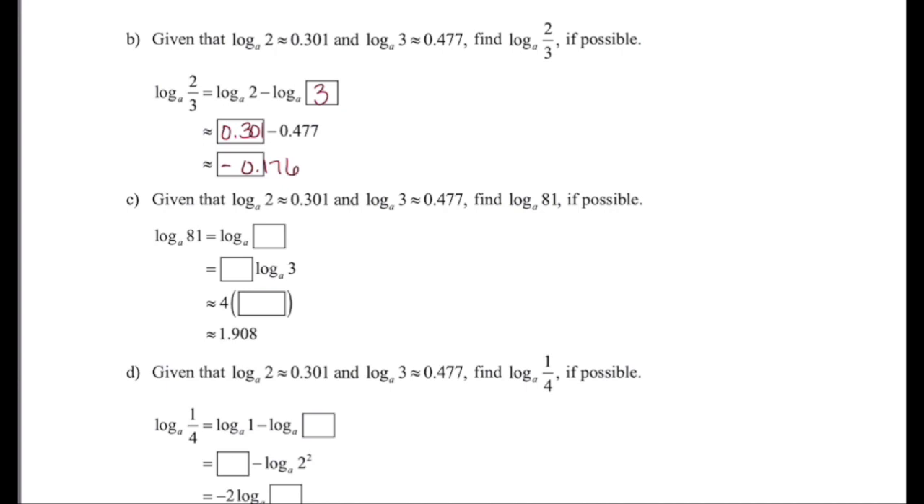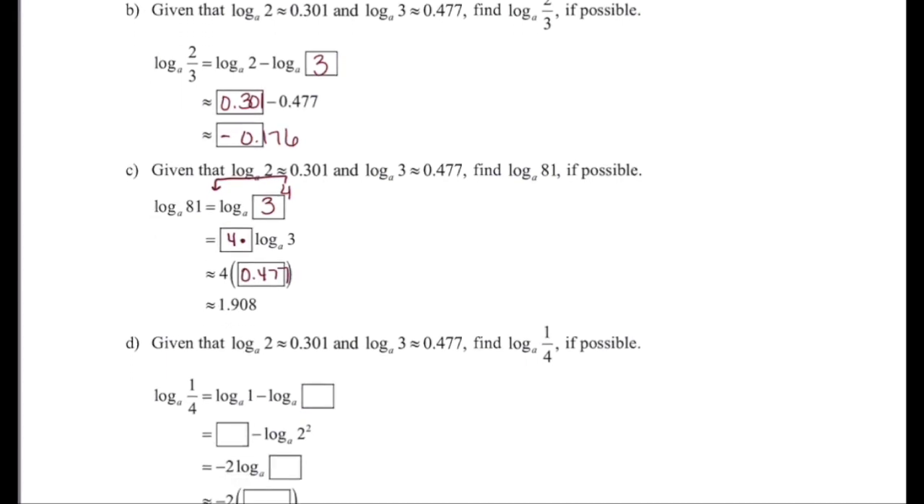Sometimes we have to get a little creative with how we operate these. I'm looking for log base a of 81. I'm thinking in terms of 2 and 3 here, and I know that I can rewrite 81 as 3 to the 4th power. I also can use my power rule and bring this down in front, which simply means 4 times whatever log base a of 3 is, or 4 times 0.477, which is about 1.908.